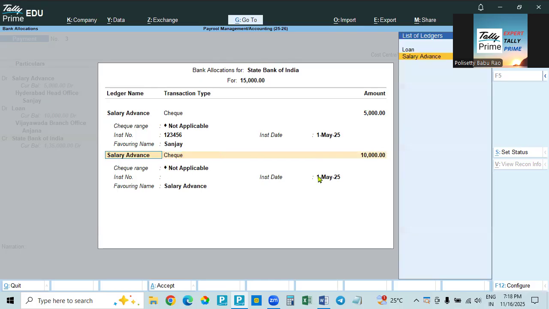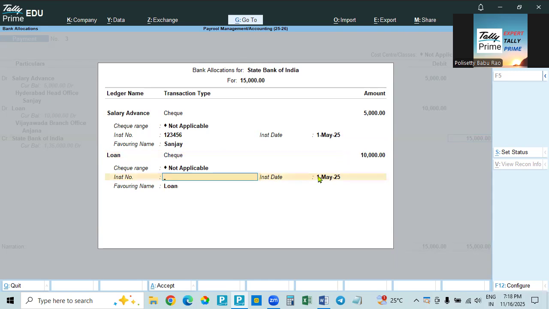But you have to come back. What is the second amount? 10,000 is a loan that you have to take. The loan we have given is also by check, so no problem. The check is given, the second number 1, 2, 3, 4, 5, 7. It is given in the name of Anjana. You can enter like this. In the case of checks, both things are checked.